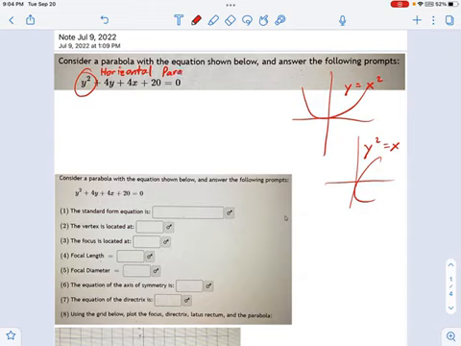Okay, so horizontal parabola. And my first task is, remember where we're going with this. I should back up. I want it to look something like this: y minus k squared equals some number times x minus h. Okay, that's my standard form for a horizontal parabola. Well, the easiest way to get it there is to put all my y's on the left side and my x's on the right. So let's do that.